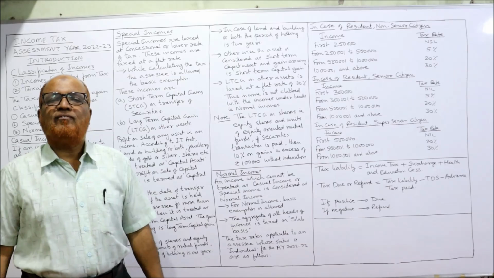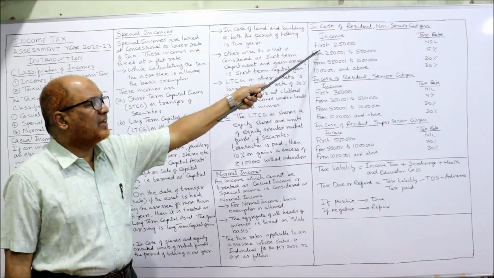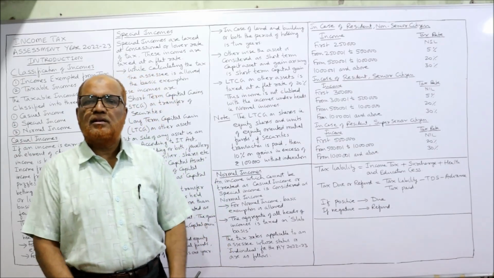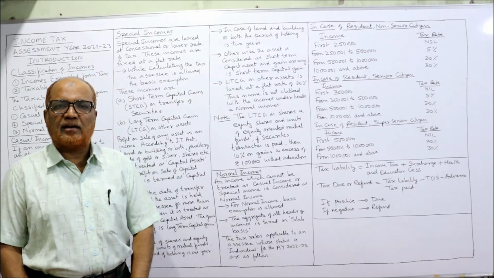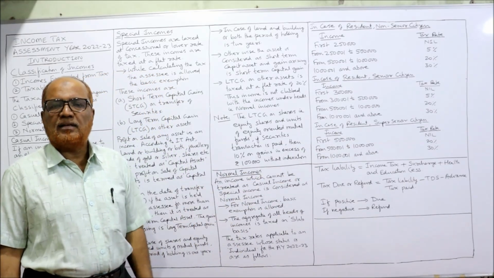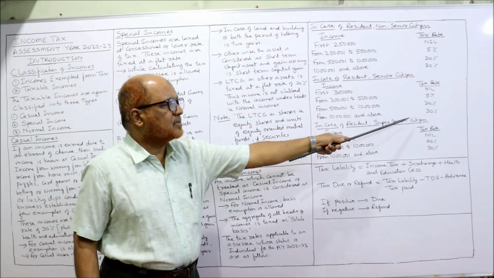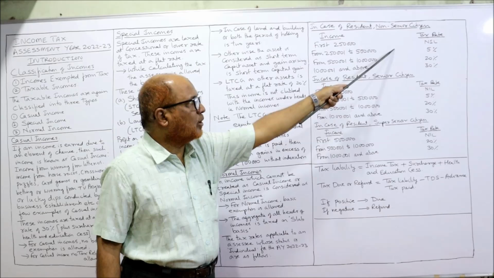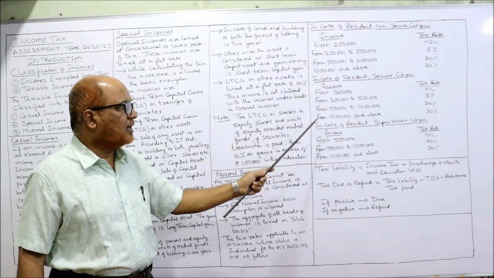For senior citizen, the first slab is first 3 lakh nil. Here it is 2,50,000, here it is 3 lakh. So first 3 lakh rupees nil, no tax. Second slab from 3 lakh 1 to 5 lakh, the tax rate is 5%. From 5 lakh 1 to 10 lakhs, the tax rate is 20%. From 10 lakh 1 and above, 30%. The same rates of tax, 0%, 5%, 20%, 30% for both. But the difference is, here the basic exemption limit is 2,50,000 and here it is 3 lakh.